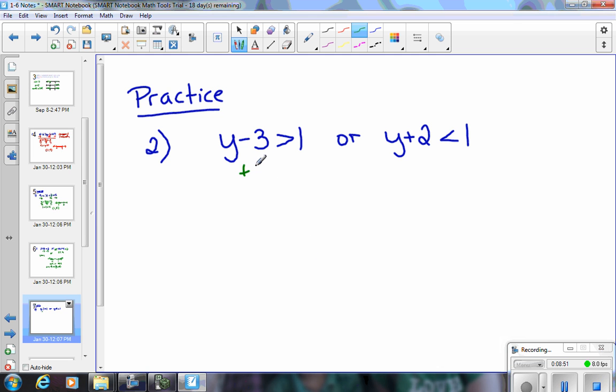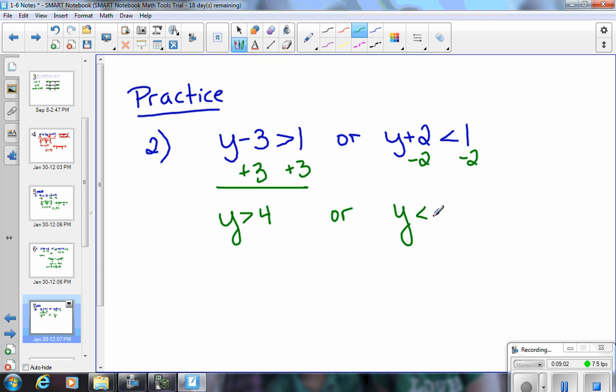So on this, we're going to add 3 to both sides. I get y is greater than 4, or subtract 2, I get y is less than -1. So I'm going to plot those. We have greater than 4 or less than -1. And this is my solution because I have to use the word OR. Here is my number line graph.